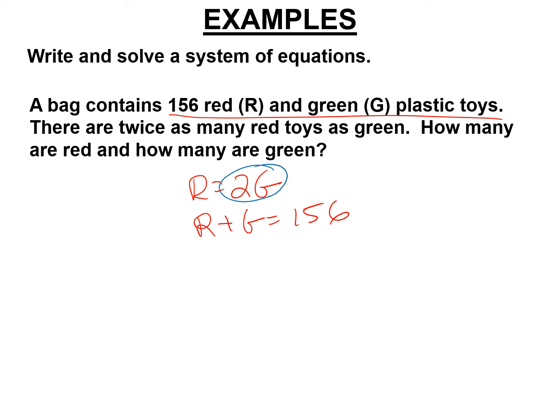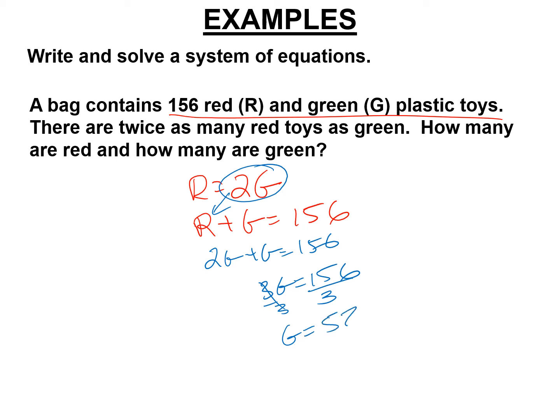So we can just substitute that for that, and we get 2G plus G equals 156, or 3G equals 156. Divide both sides by 3. 3 goes into 15 five times, and I think we can do that in our head. And it's 52 green toys, right? Now, red has to be twice as much. You could put it in either one. It has to be twice as much. So I believe that's 104 red toys. And that better add up to 156. And I've got to spell toys correctly.